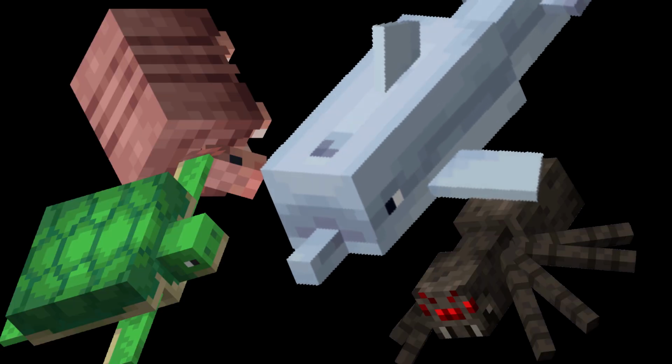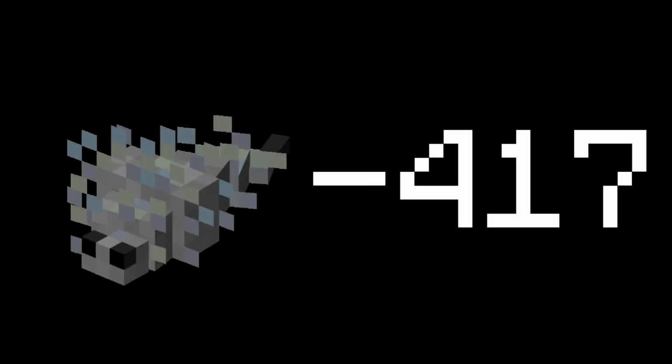Also, I'm not talking about the mobs based on real animals, because the silverfish alone has negative 417 points, and I'm just not in the mood.